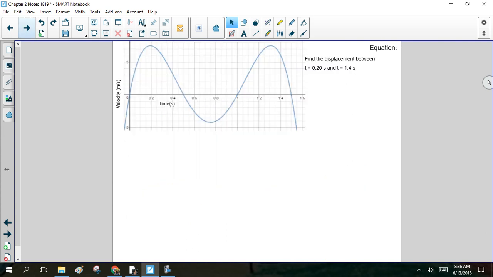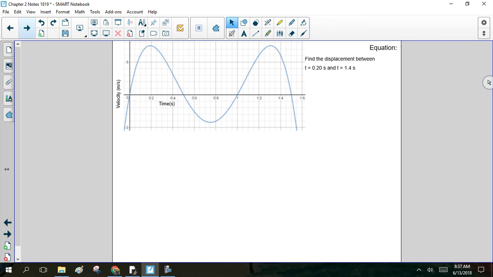Suppose I give you a velocity time graph that looks like this. The first thing you ought to notice is, holy cow, my velocity is changing. It's clearly not changing at a constant rate, because sometimes the velocity is increasing, sometimes it's decreasing. So, how do we deal with this?